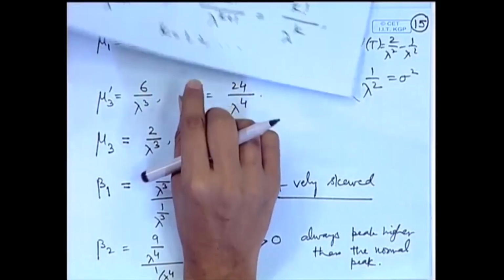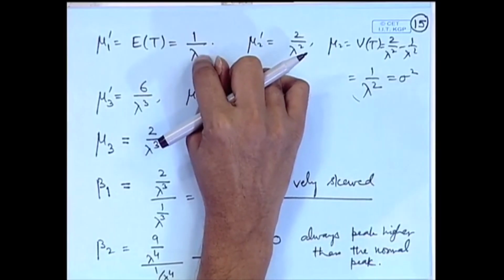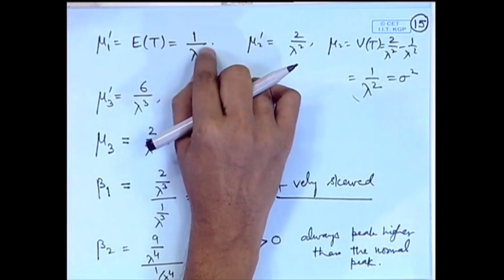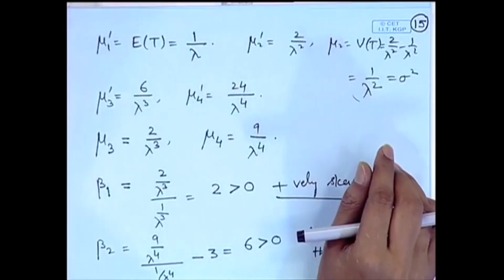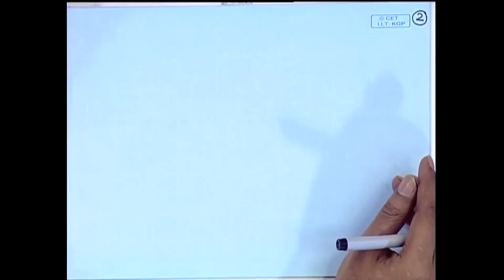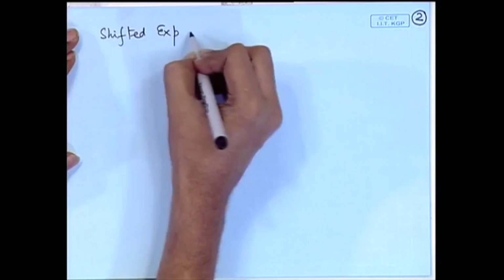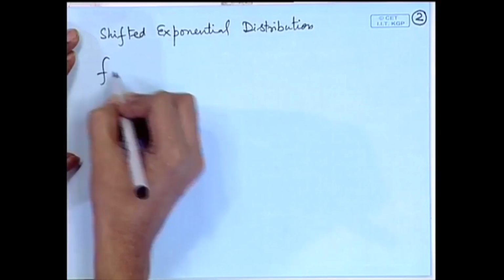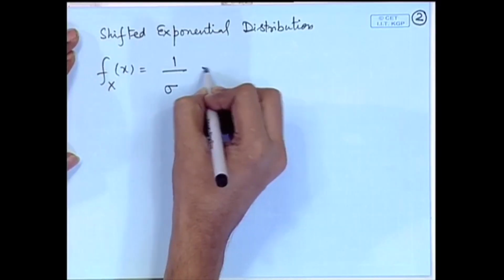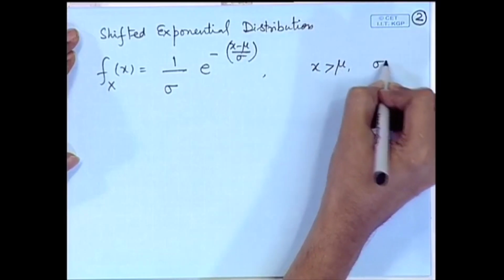Another thing we notice here is that when we consider the form lambda e to the power minus lambda t, where lambda was the rate of the Poisson distribution, then the mean of this turns out to be 1 by lambda. And since there is a single parameter, if we write 1 by lambda as sigma, then this will become 1 by sigma e to the power minus t by sigma. So, in the popular form with the shifted origin, we call it the shifted exponential distribution. The density we can write as 1 by sigma e to the power minus (x minus mu) by sigma. Here x is greater than mu and of course, sigma is positive.